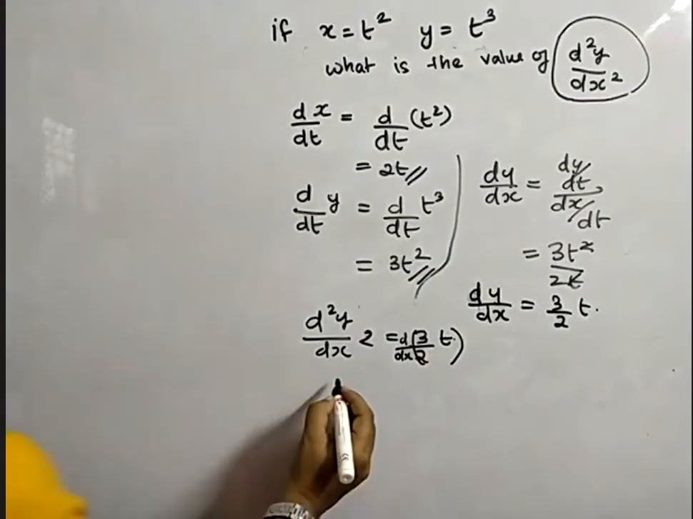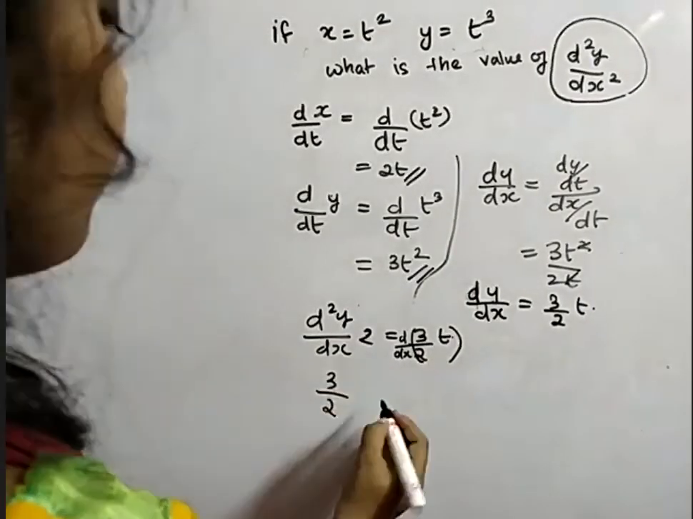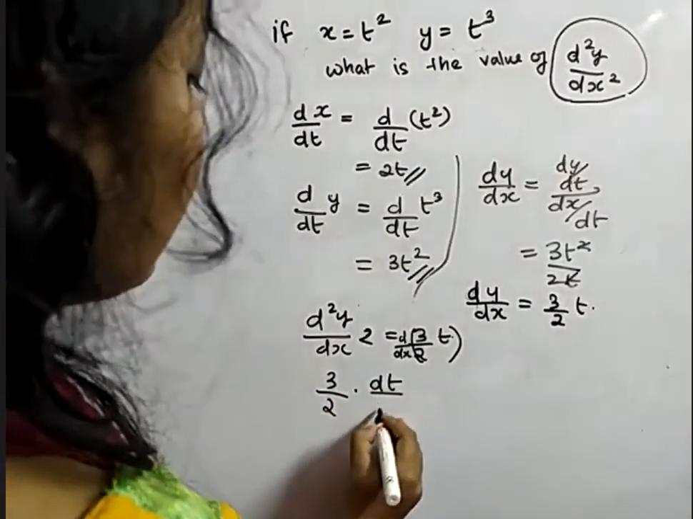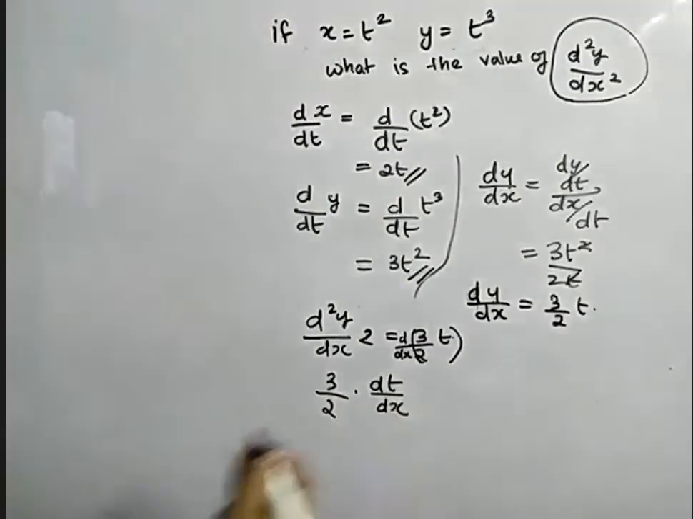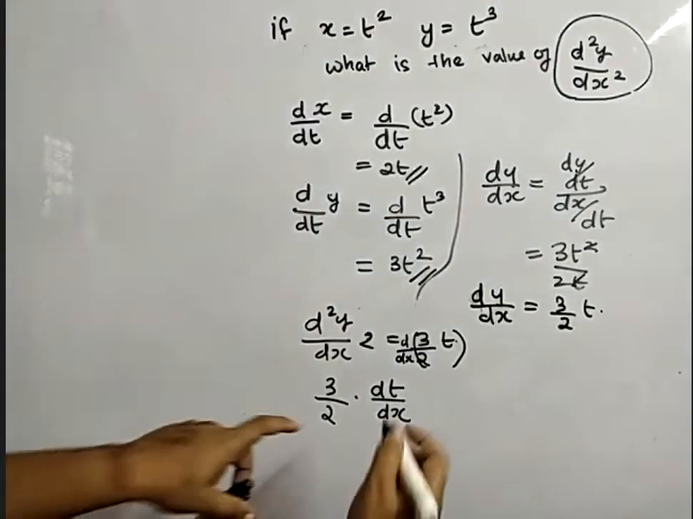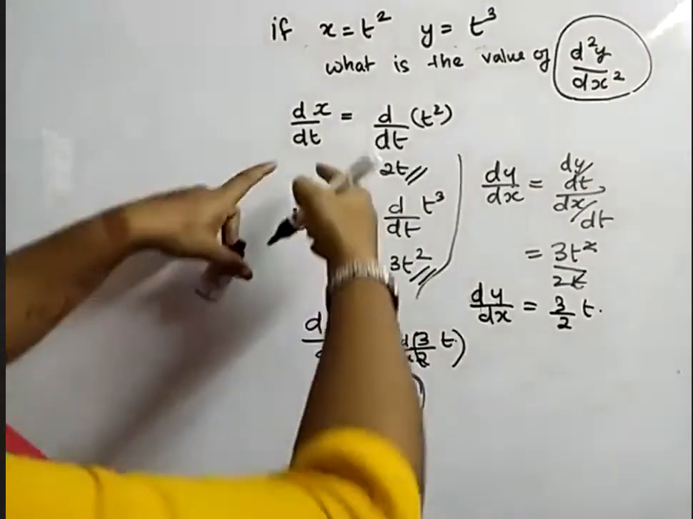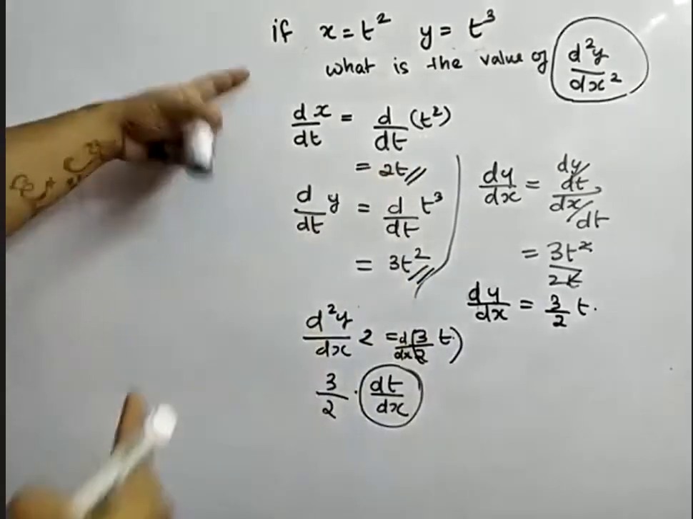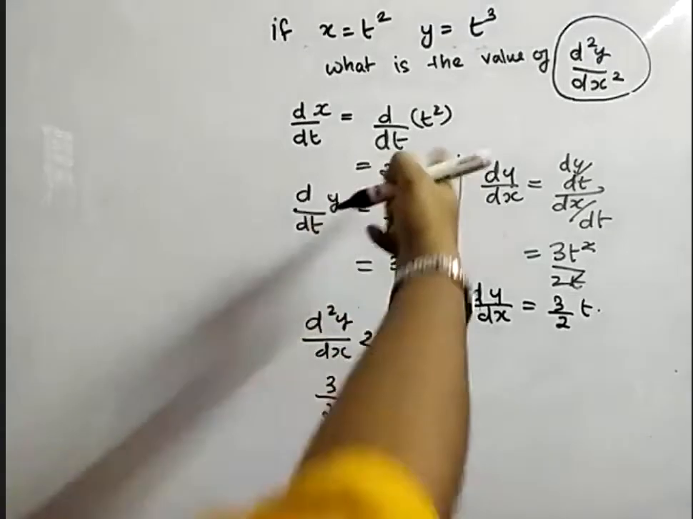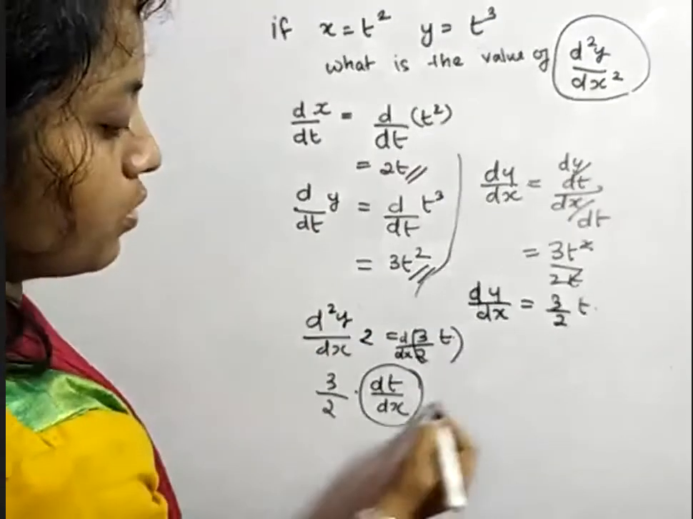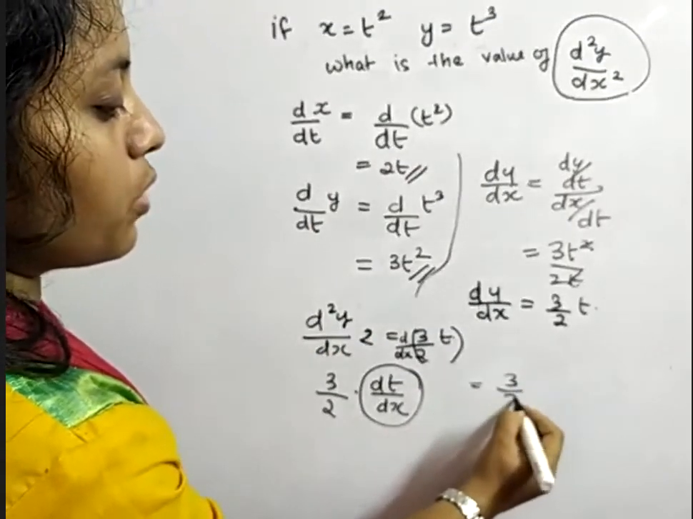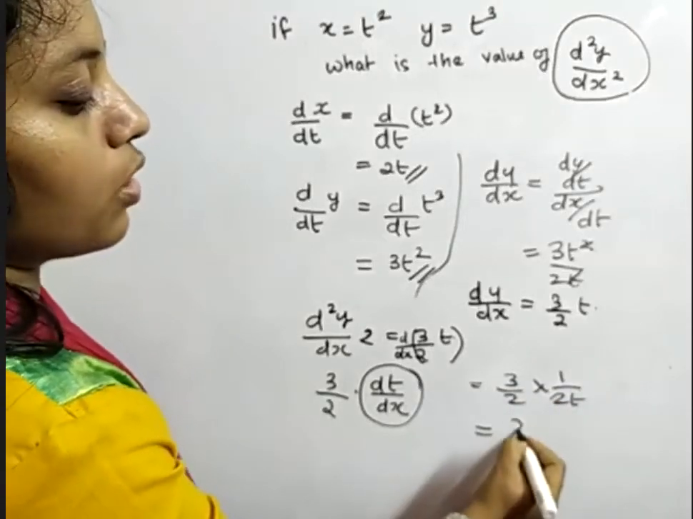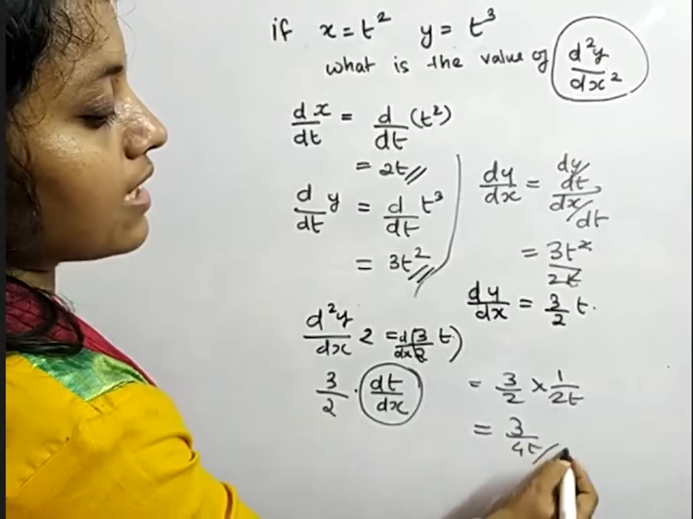Okay, so 3/2 into dt by dx. dt by dx we have already written: dx by dt is 2t. So dt by dx will become 1/2t. So 3/2 into 1/2t, so 3/4t. Correct.